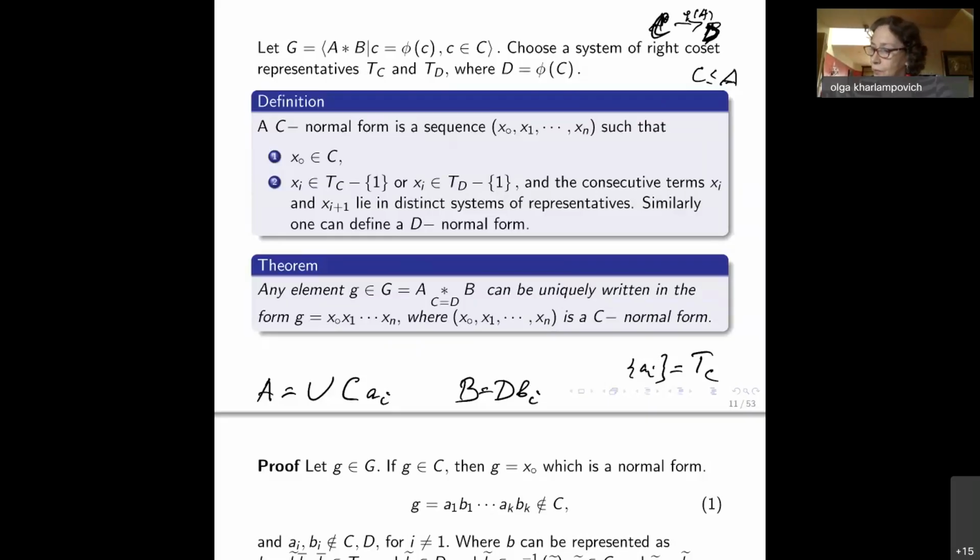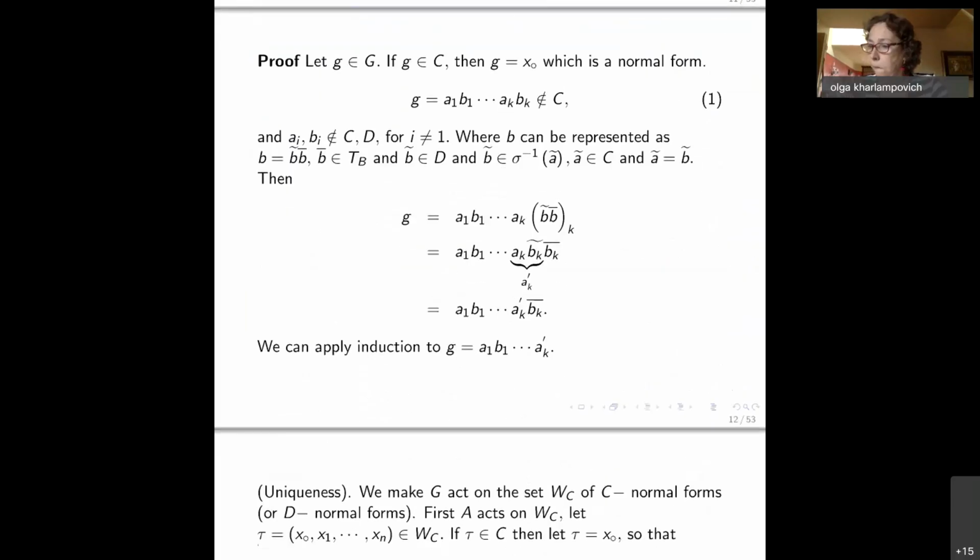Now let me do the proof of this. By the way, this was invented, I think, certainly not before Serre; the existence of normal forms in amalgamated products and HNN extensions was used by Higman and by Boone in different constructions, for example, in the construction of a group with undecidable word problem.